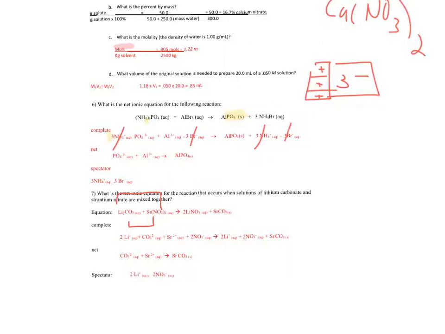So again, on the left side, everything should break apart. On the right side, break apart your aq, so 2Li+, because it's first column, plus 2 NO3-. Keep SrCO3 together, it's your precipitate, and again, you should be making this in your net ionic.